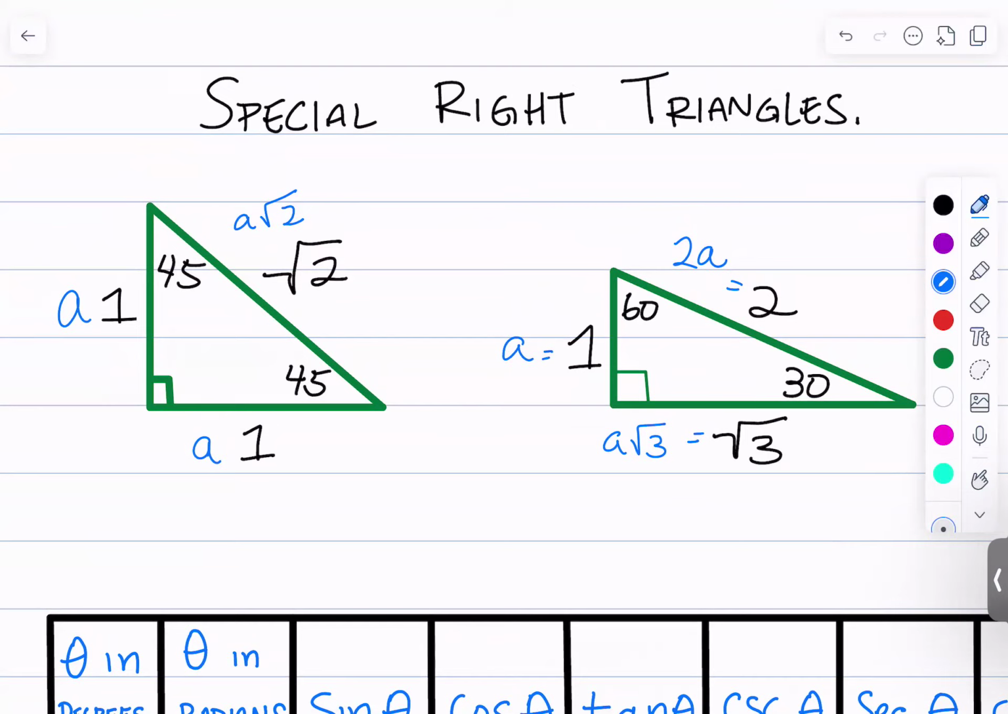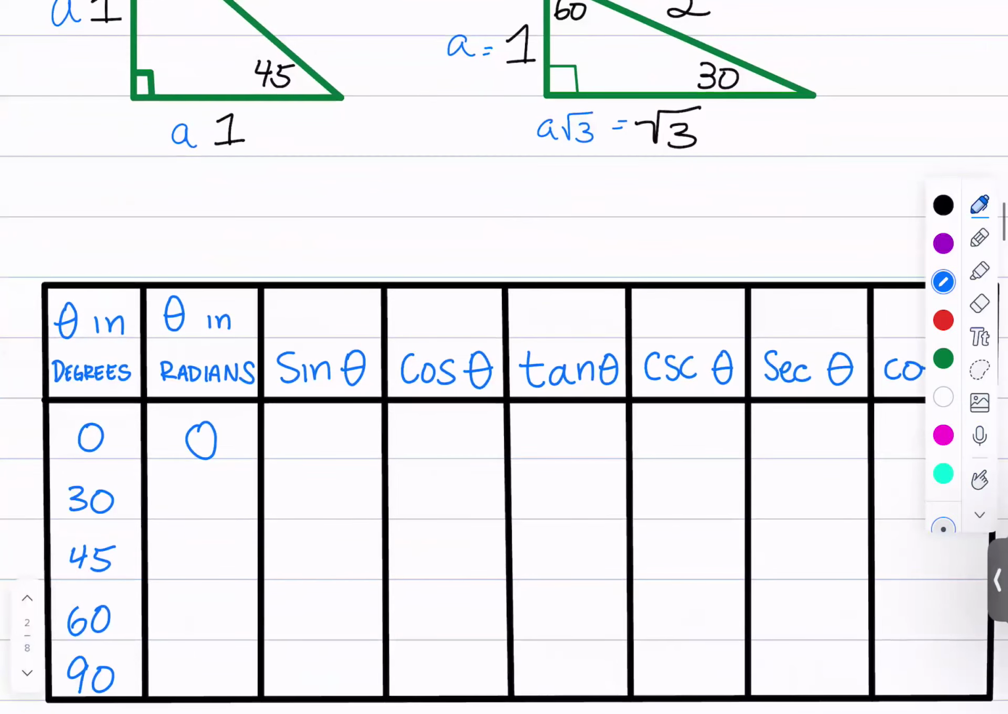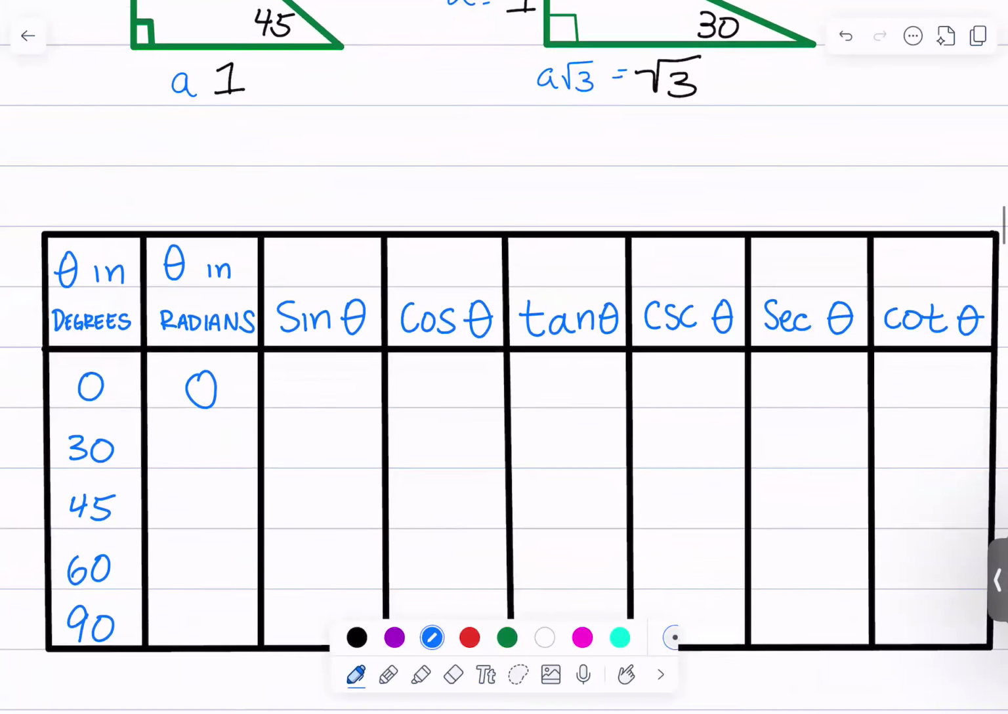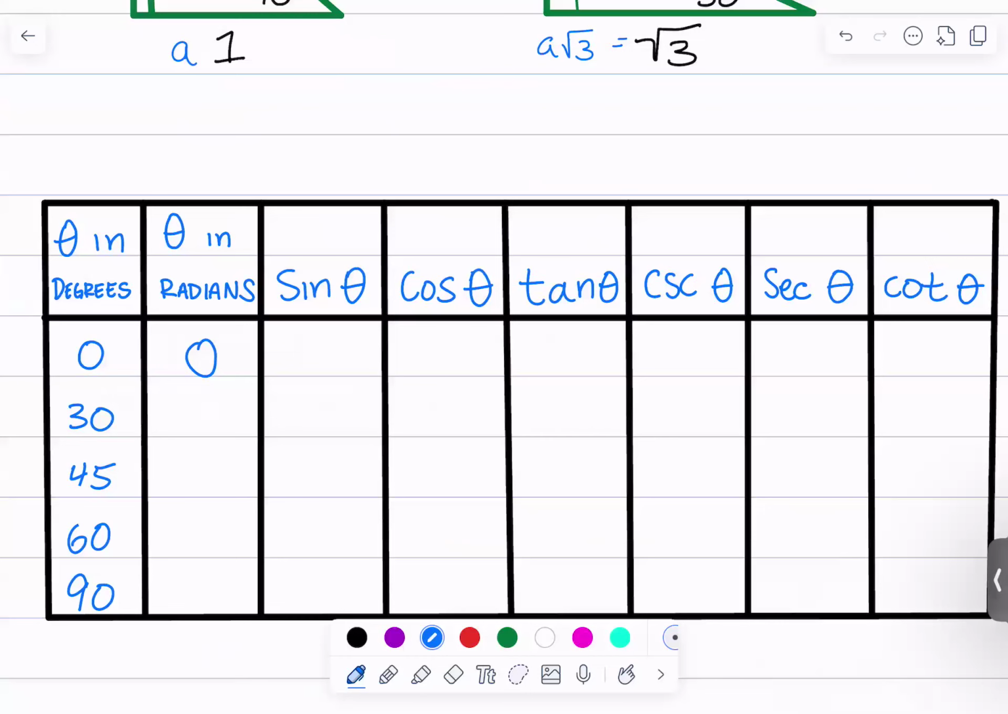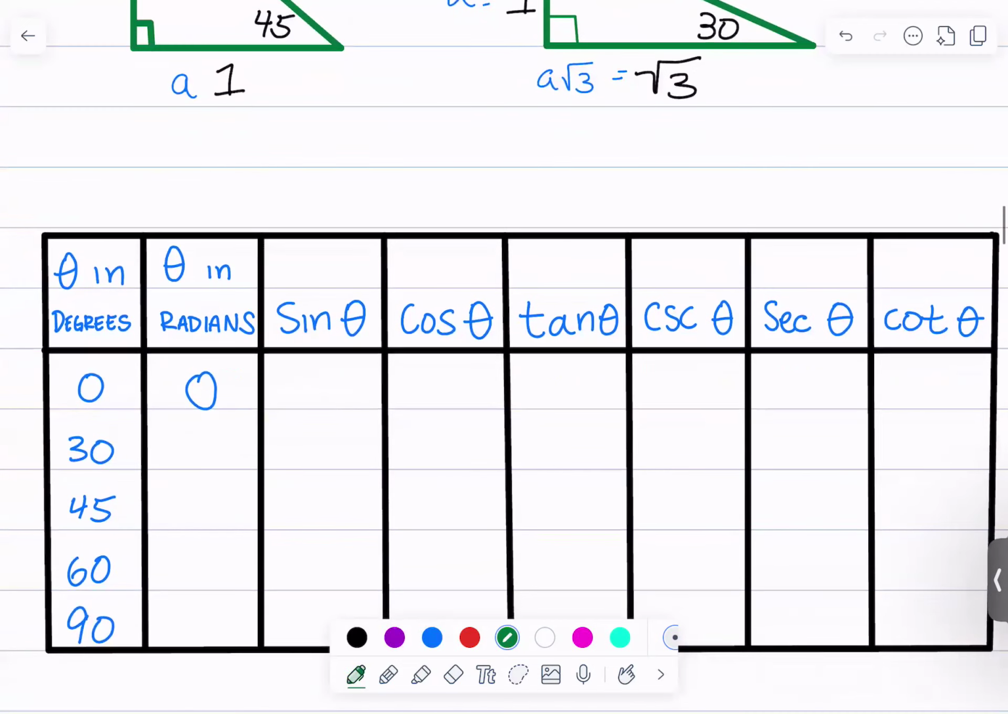So now knowing that, we're going to fill this in: the theta in degrees, in radians, and all the 6 trig functions of this. So, what is 30 degrees in radians?